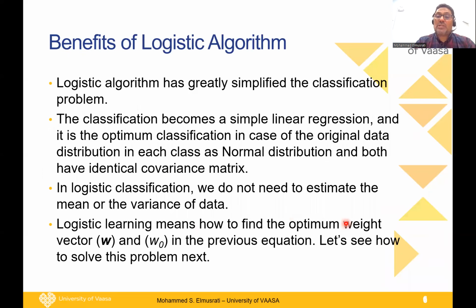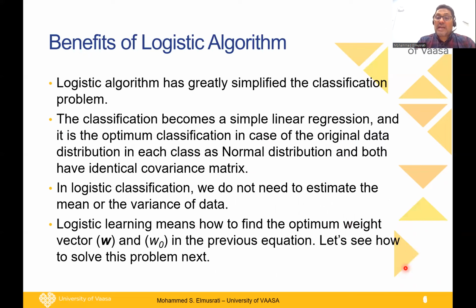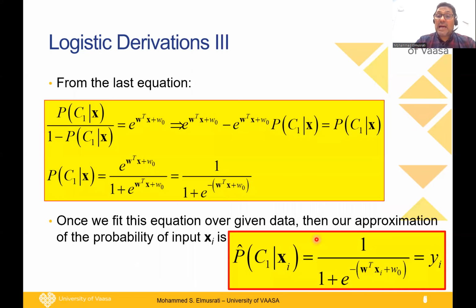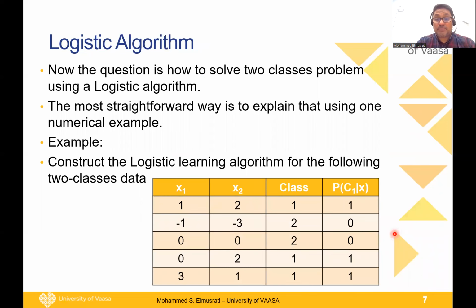Okay. Now, what is our aim? Our aim is to find the optimum weight vector W and also the drift W0, in order to get the best fit of the data that we have. And why is it called logistic classification? Because this equation is called the logistic equation, the model function, because we take the log of that function.